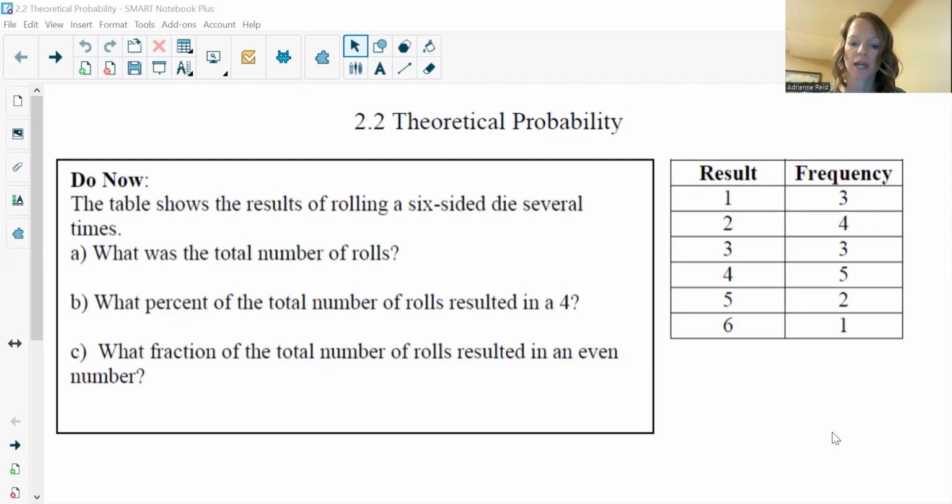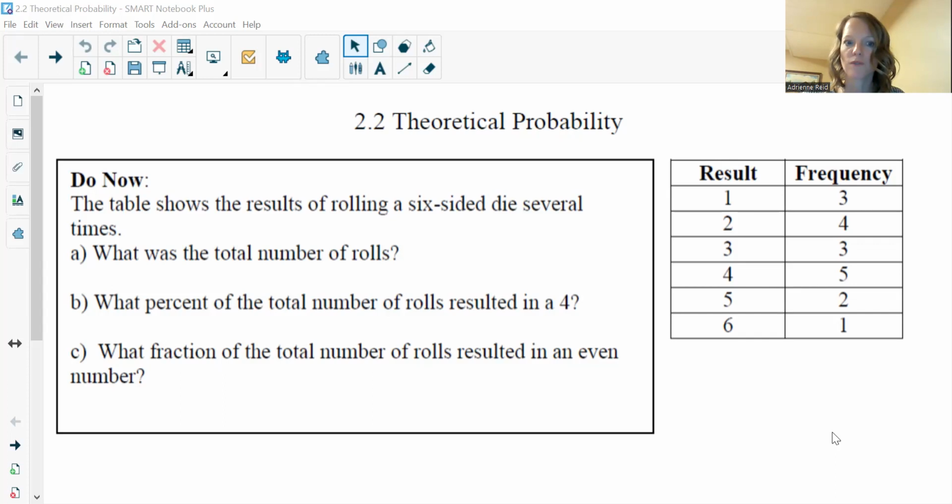So the first do now question actually is experimental probability. There's a table here. Somebody rolled the dice, recorded their table, the number of rolls that happened there. And you're just going to answer these questions. What's the percent that they rolled the total, the 4? And what's the fraction of the total that resulted in an even number? So 2, 4, or 6. And remembering, we're practicing with fractions, decimals, percents.